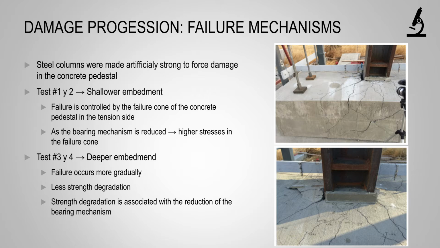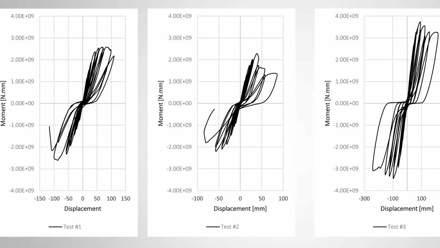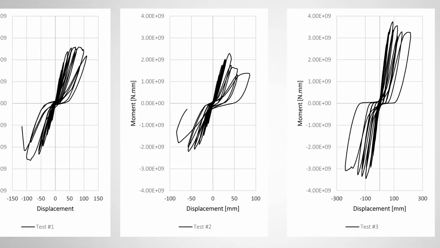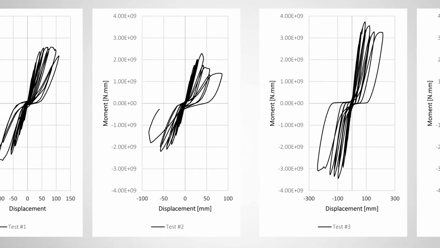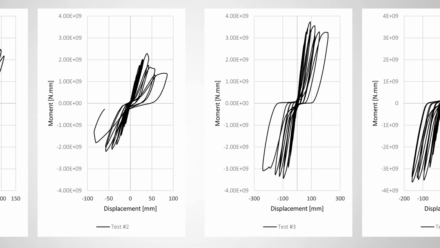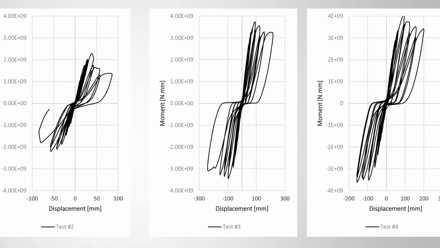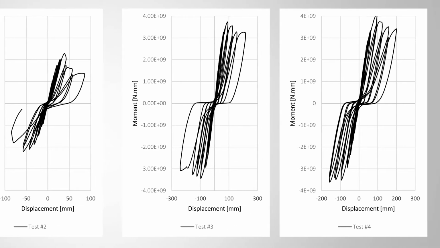From test number 3 and number 4, the ones with the higher embedment depth, failure occurs in a more gradual fashion. There is less strength degradation, and also the strength degradation is directly associated to the reduction of the bearing mechanism. From these graphs, we can see the general trends in the connection response. We can see that the main variable affecting the response is the embedment depth, followed by the column width, and finally the axial load in the connection. As stated before, the main objective of this paper is to try to replicate the hysteretic response of the connection.